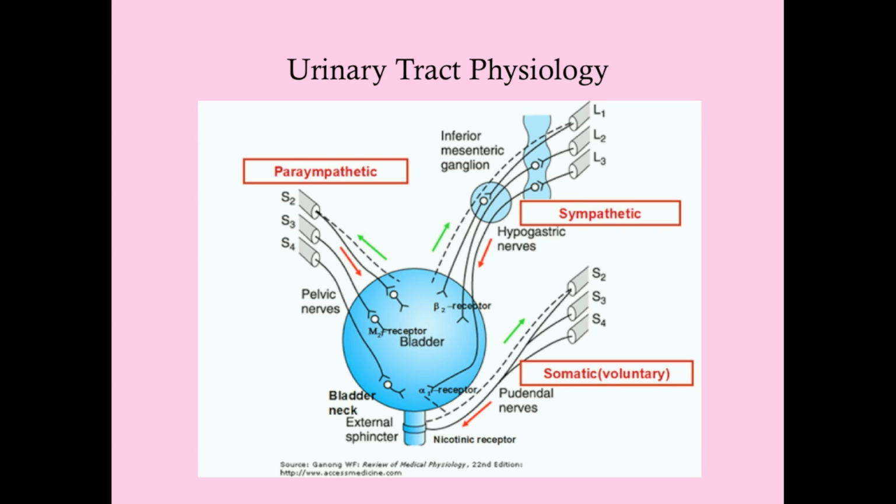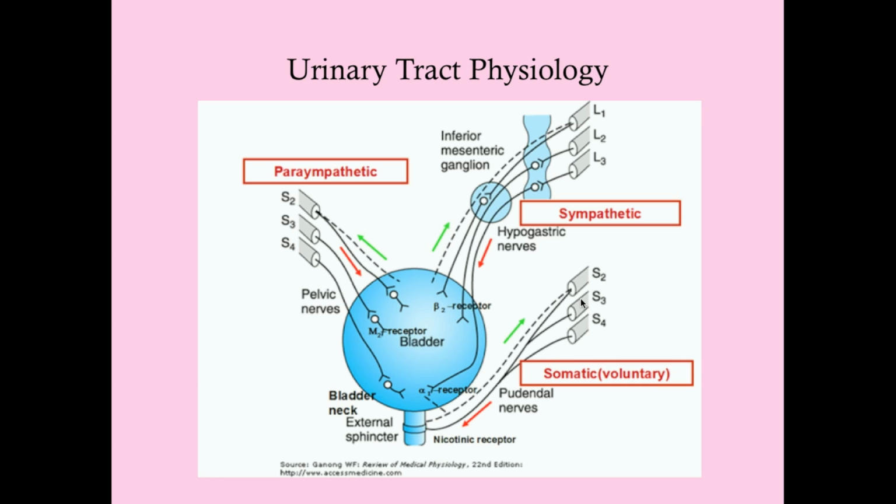So these are the nerves that go to the bladder. So we already talked about how there's muscarinic and beta receptors on the dome of the bladder. The muscarinic receptors, of course, are part of your parasympathetic nervous system, S2 through S4. The beta receptors are part of your sympathetic nervous system. This is a little bit higher up in the spine. This is L1 through L3 via the inferior mesenteric ganglion and hypogastric nerves.